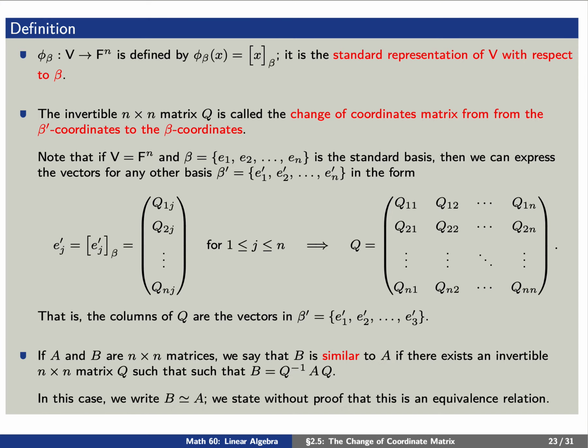Finally, if A and B are n by n matrices, we'll say that B is similar to A if there exists an invertible matrix Q such that B equals Q inverse A Q. This is exactly the last part of the previous theorem. In this case, we'll write B tilde A, really just meaning to say that B is similar to A. We'll state without proof that this is an equivalence relation.